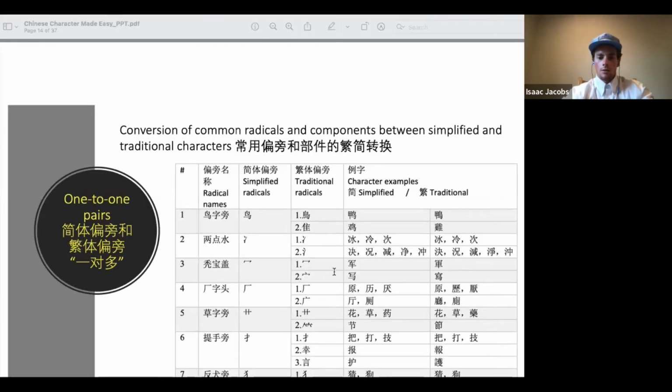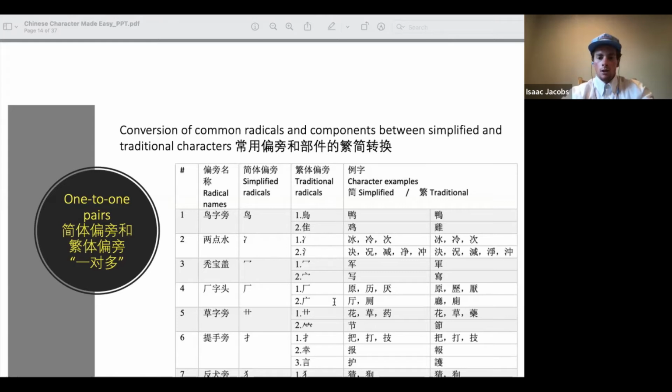The radicals of some simplified characters correspond to 2 or 3 different radicals in traditional characters. Students should pay special attention to these one-to-many conversions. For example, there are 2 forms of 两点水 radicals in traditional Chinese characters. One is 两点水, which is the same as in simplified Chinese characters such as 冰 and 冷 in 冰冷 and 次 in 一次. The other form is 三点水, for example, 决 in 决定 and 况 in 情况, 减 in 减少 and 净 in 干净.